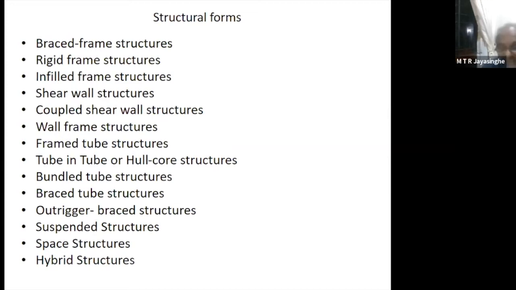Then these days, you can see they are getting very odd-shaped structures. In the Middle East, they don't know what to do with their money. So they ask architects and structural engineers to come up with very unusual structures. To me, although they look nice, they are challenging, but that should not be our target. We can have a few of them, but all our future structures should not be like that.